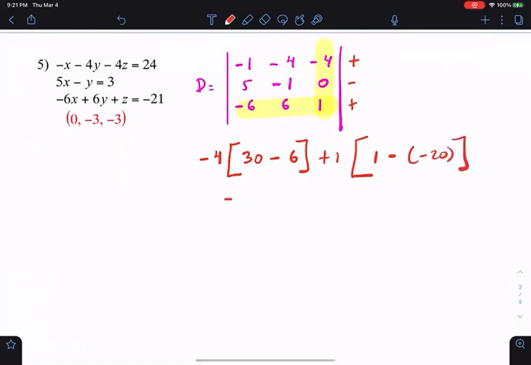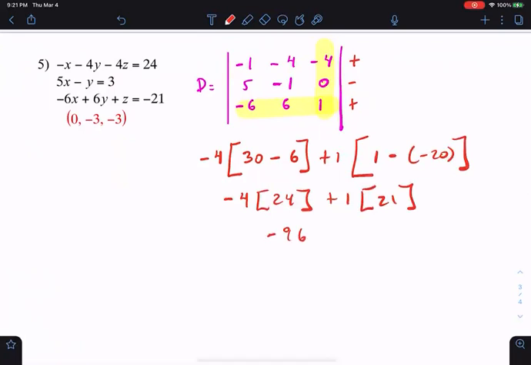So when you compute this, you get -4, this is 24, and then this is plus 1, and this is 21. And we need to compute this, right? So this is -96 plus 21. This is -75, right? And that's the main determinant. That's the value of the main determinant.